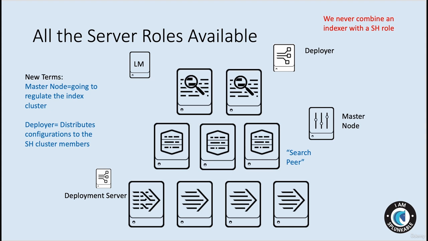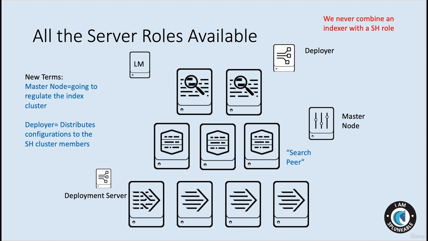We also have the deployer. The deployer, on the top right of the screen near the search heads, is going to distribute configurations to your search head cluster members. So if you have the master node for your clustered indexers, you have your deployer for your clustered search heads. Again, we don't need to go into each individual search head and manage the changes. If they're clustered together, we can use a central point of management to conduct all the changes and push them out to all 3 or 4 search heads that we have in a clustered environment.